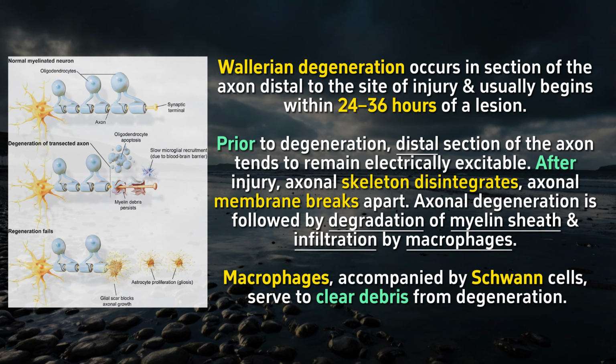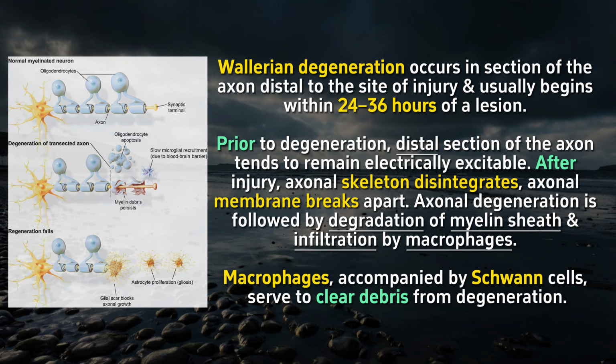Wallerian degeneration occurs in the section of the axon distal to the site of injury and usually begins within 24 to 36 hours of a lesion. Prior to degeneration, the distal section of the axon tends to remain electrically excitable.